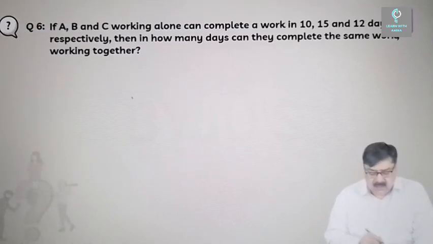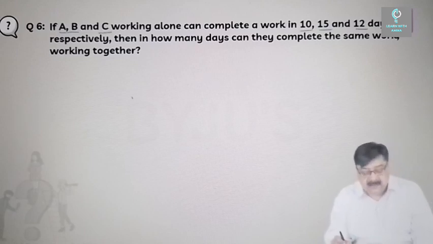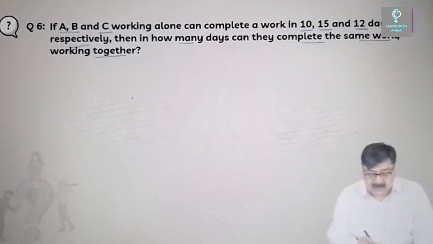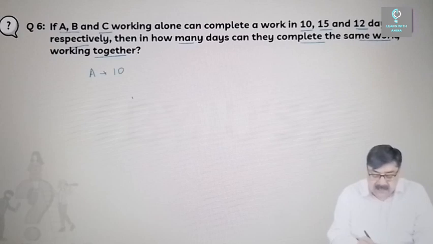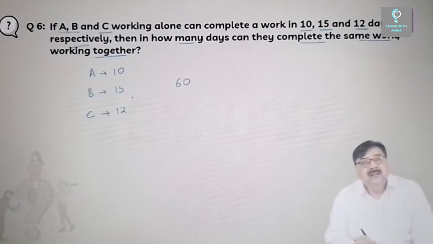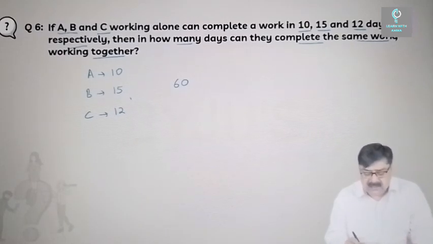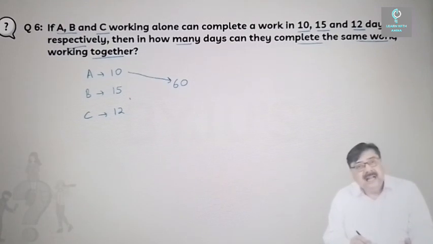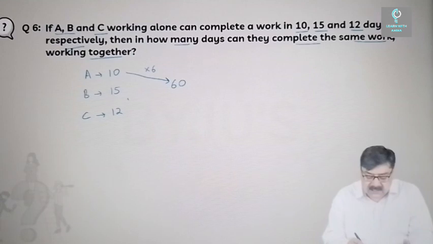Alright, let's do another question of this sort. If A, B and C working alone can complete a work in 10, 15 and 12 days respectively, then in how many days can they complete the same work working together? So A can complete the work in 10, B in 15 days and C in 12 days. If you just recite the table of 15, the highest number, 60 is the number which is divisible by 10 as well as 12. So 10 into 6 is 60, 15 into 4 is 60, 12 into 5 is 60.